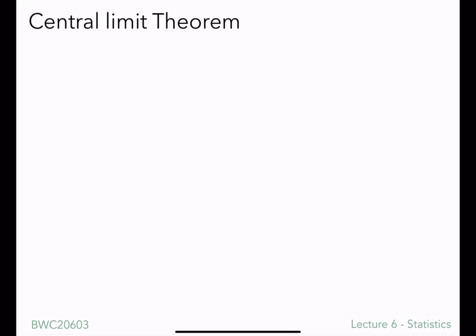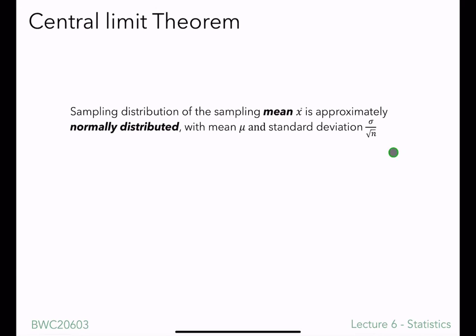So the central limit theorem states that the sampling distribution of the sample mean, it means if you're using the sample mean, then its distribution will be approximately normal, not perfectly normal but approximately normal, and the mean of that distribution will be equal to the mean of the population, and its standard deviation will be the standard deviation of the population divided by the square root of the sample size.